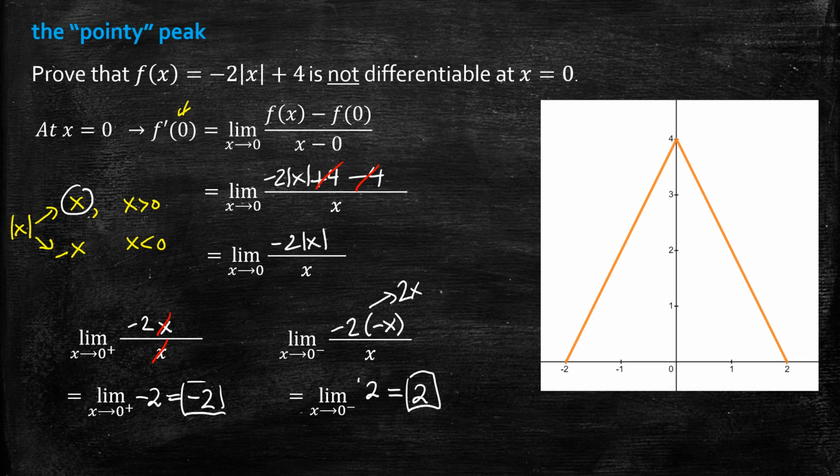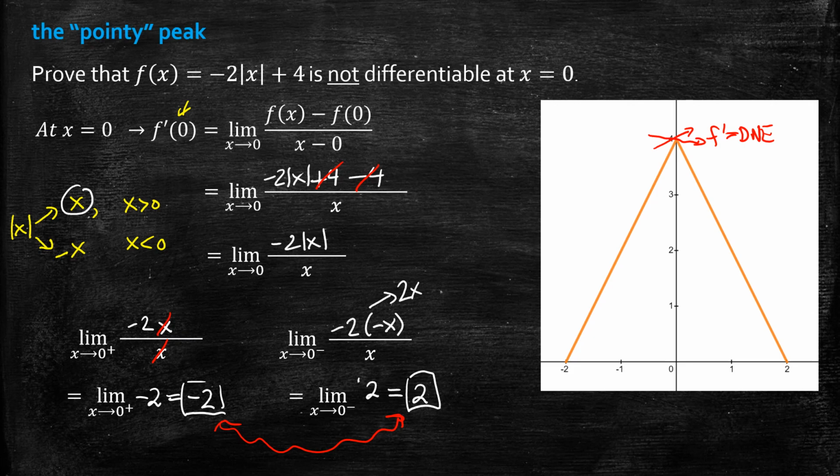And the critical thing here is that these do not match. The limit from the left and the limit from the right do not match, which means that the derivative doesn't exist at 0, right? So the derivative doesn't exist here, because there's no tangent line that we can define here. So f prime doesn't exist.